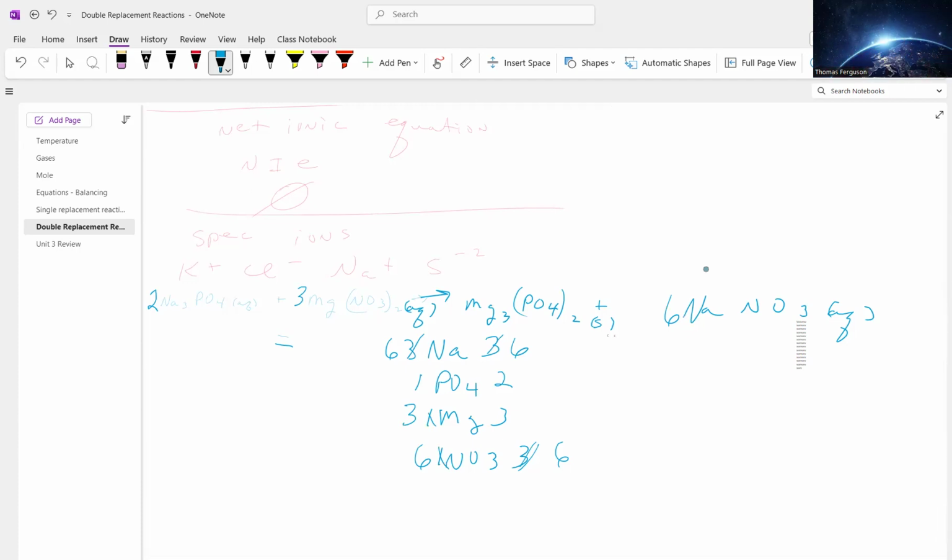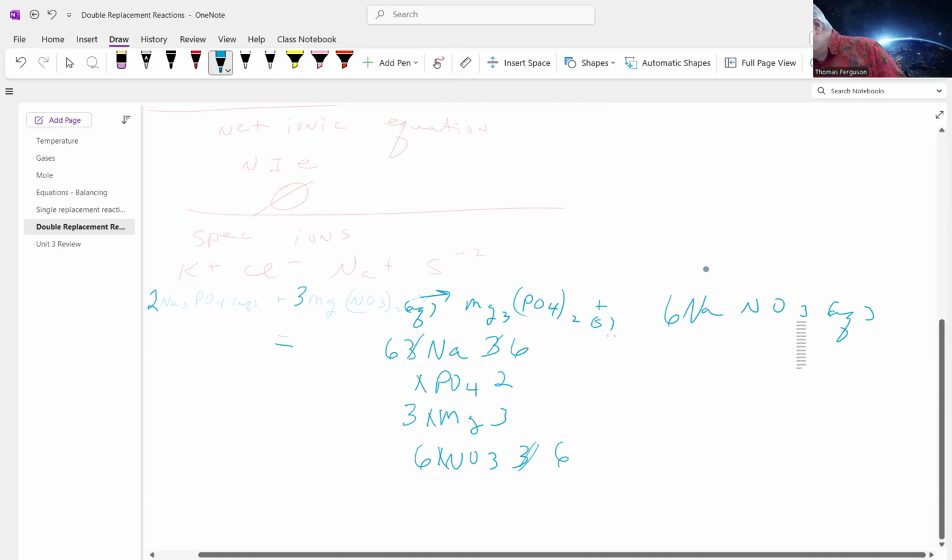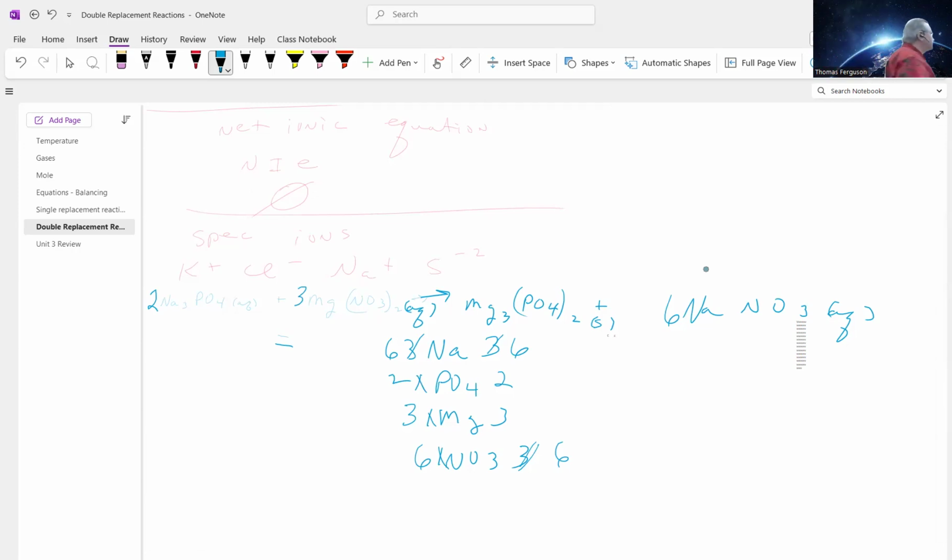And notice I'm keeping the groupings, the NO3 as a group together, as opposed to splitting up the nitrogens and the oxygens. Same with the PO4, because it's on both sides of the equation. So when you're doing this balancing, take advantage of that, because double replacement reactions always have groupings of ions. It's much easier to balance groups rather than individuals. Two phosphates as well on both sides.